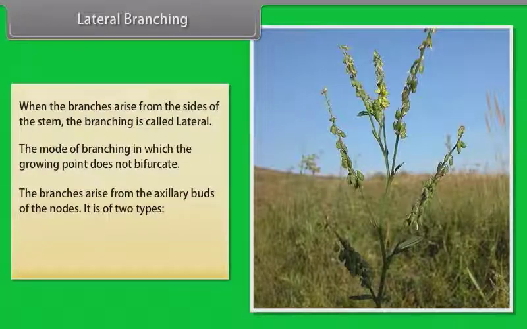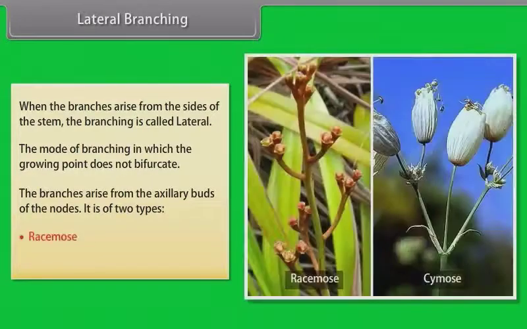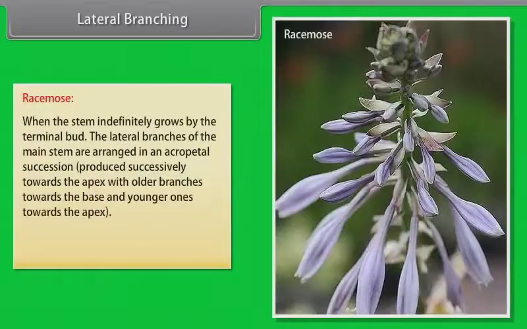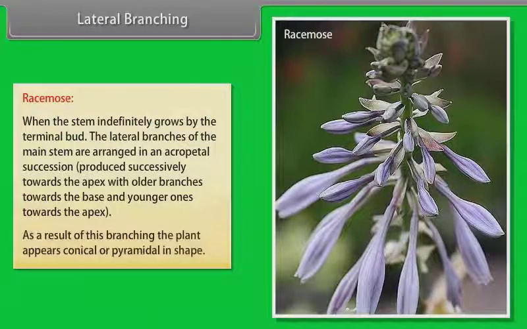It is of two types: racemose, cymose. Racemose. When the stem indefinitely grows by the terminal bud, the lateral branches of the main stem are arranged in an acropetal succession, produced successively towards the apex with the older branches towards the base and younger ones towards the apex. As a result of this branching, the plant appears conical or pyramidal in shape.